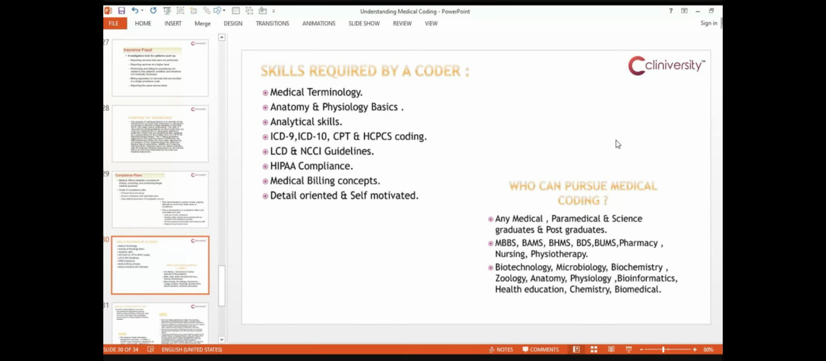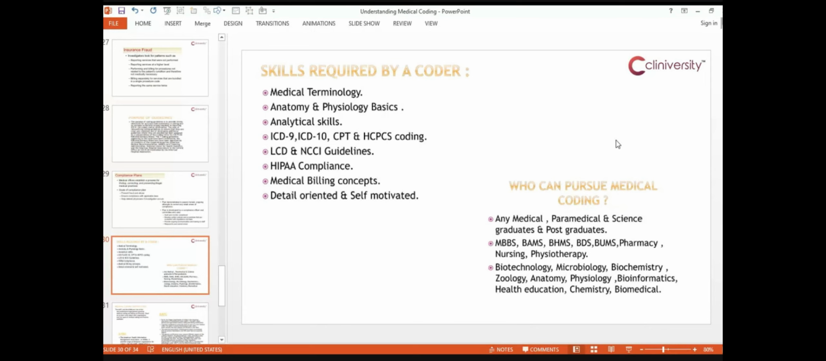Okay, so next is about who can pursue medical coding. Basically, any person belonging to a life science background, who is a graduate or postgraduate, or coming from a pharma or medical background, can go for this medical coding field.